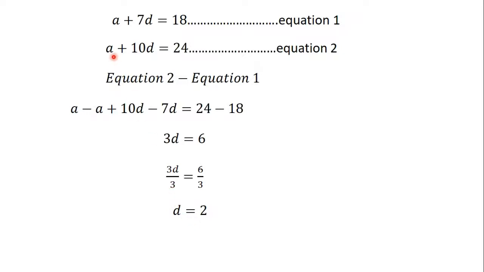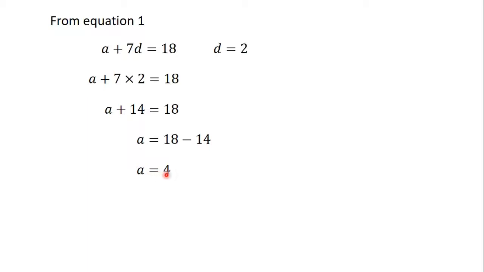We want to find the first term. That is, we want to find the value of a. From equation 1, we know that a plus 7d is equal to 18. But we have just found out that d is equal to 2. So we can substitute d is equal to 2 into this equation to find a. This will give us a plus 7 times 2 is equal to 18. 7 times 2 is 14. So we have a plus 14 is equal to 18. We group like terms and we have a is equal to 18 minus 14. And this will give us a is equal to 4. So we have the first term as 4 and the common difference as 2.